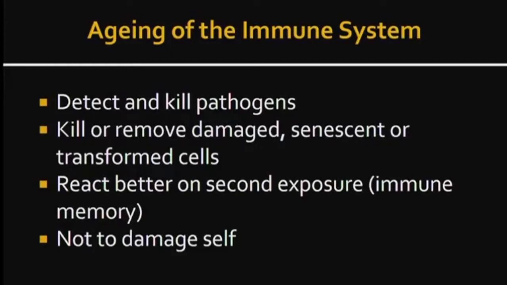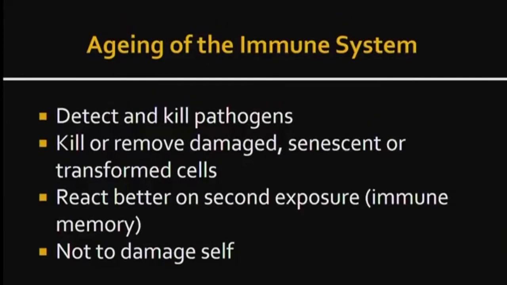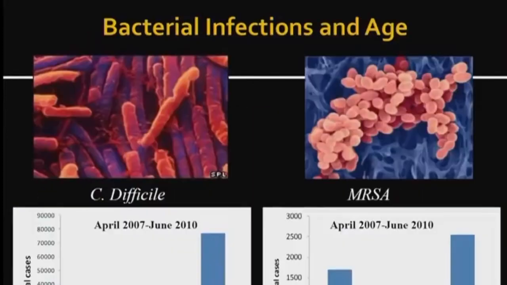So if you think about the role of the immune system, it has to detect and kill pathogens. It should be able to remove damaged, senescent or transformed cells. It should react better on second exposures. That's the basis of immune memory and vaccinations. And it should do all of this without damaging itself. So what's the evidence that your immune system ages?